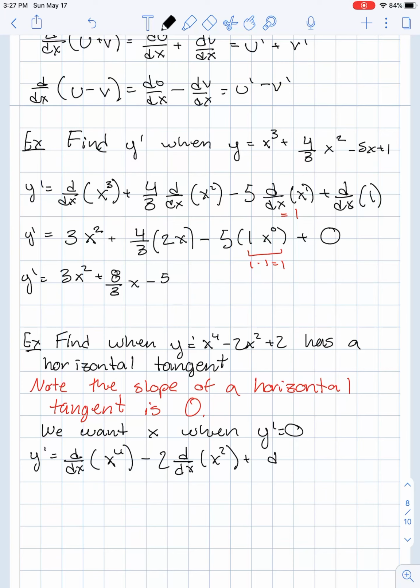So for negative 1, 1 minus 2 plus 2, we get 1, and for 0, 2, and 1, 1 is all where y equal to x to the fourth minus 2x squared plus 2 has a horizontal tangent, right? So I found y prime. I took y's derivative to find y prime. And then I set it equal to 0 and I factored. I know how to do all that from algebra. And we're good to go.